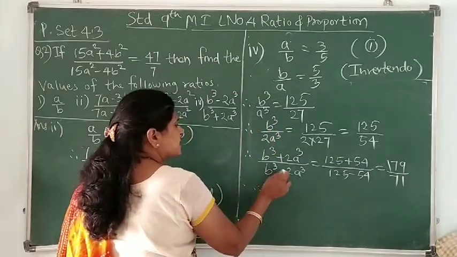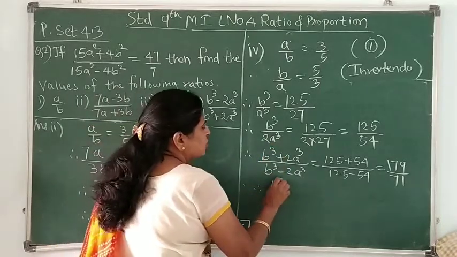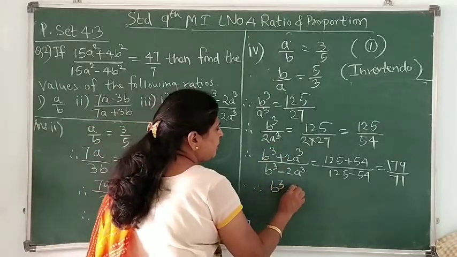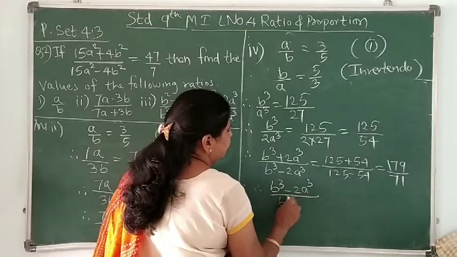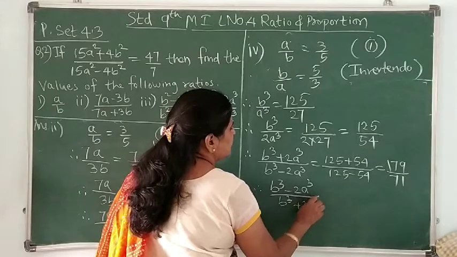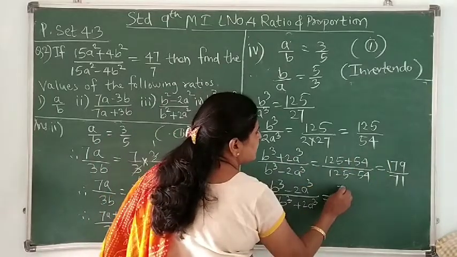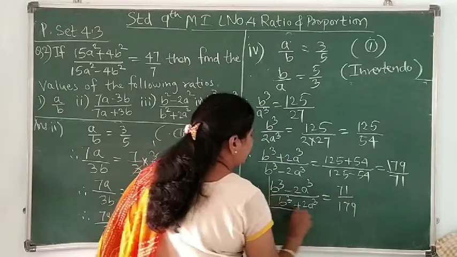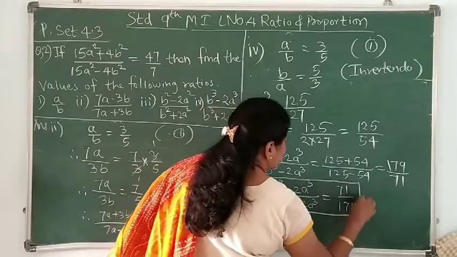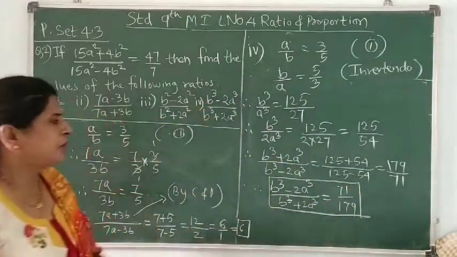Now as we want this term to be up and this down, let's do b cube minus 2a cube upon b cube plus 2a cube. So we have done invertendo on this side. Similarly on the right side, 71 will come up and 179 will go down. Okay, so this was the value of the required fourth ratio.